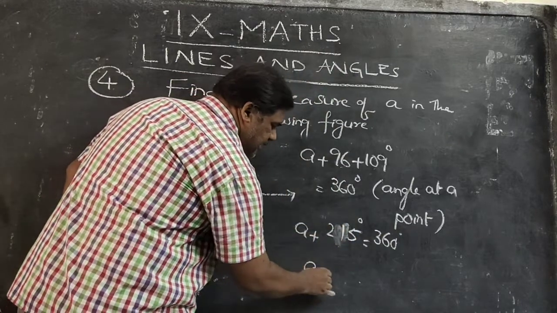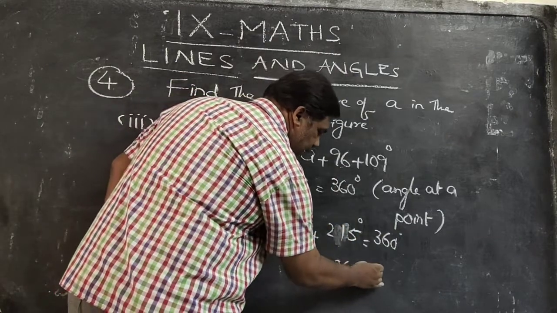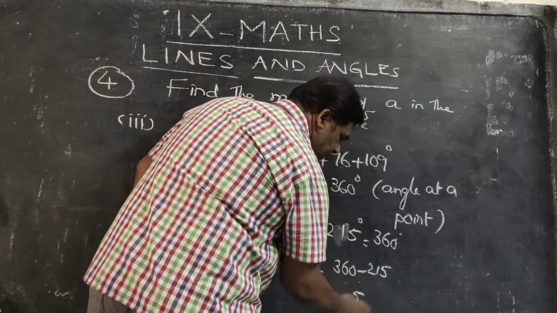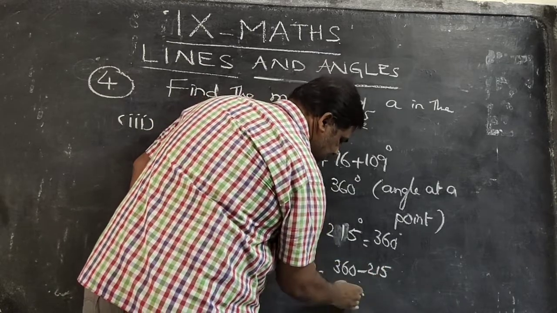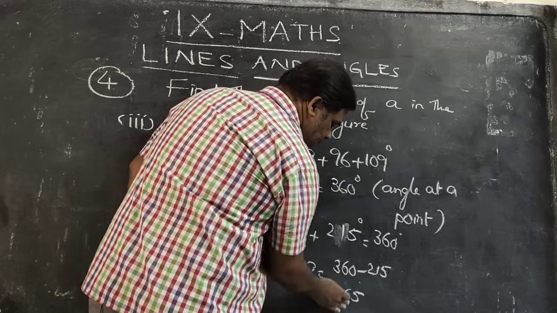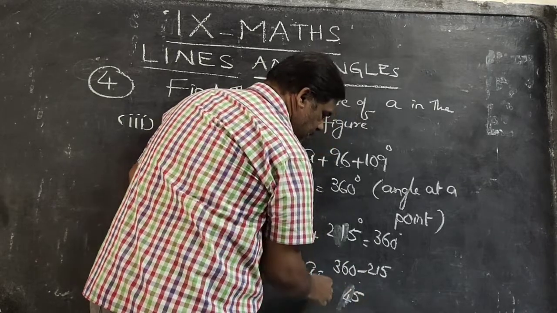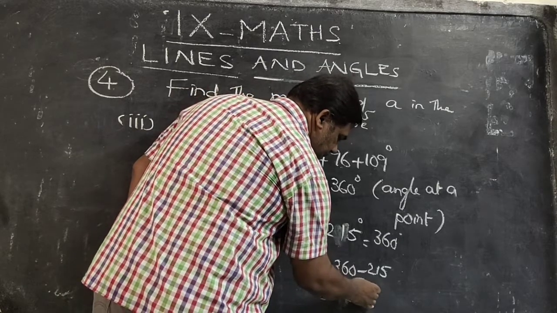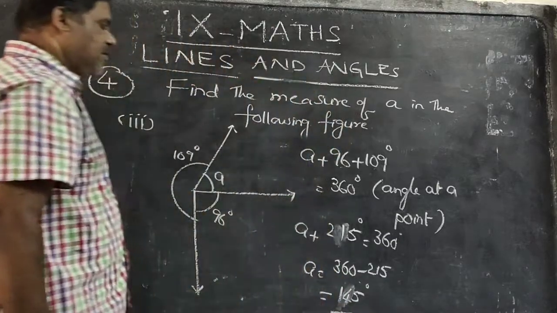Send 205 to that side, it is 360 minus 205. 10 minus 5 is 5. 5 minus 0 is 5. 3 minus 2 is 1. It is 155. So A value is 155.